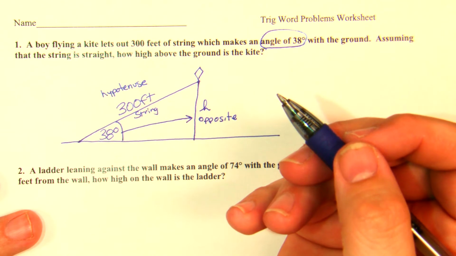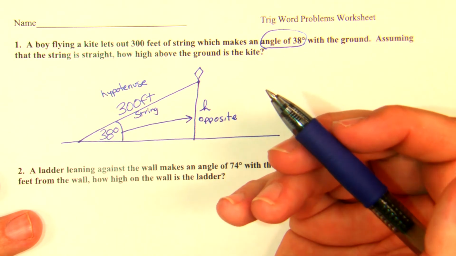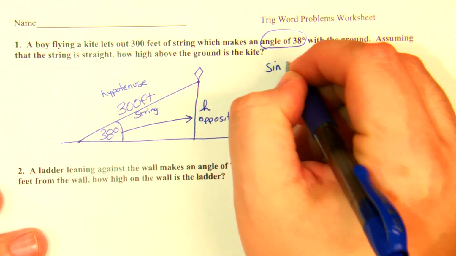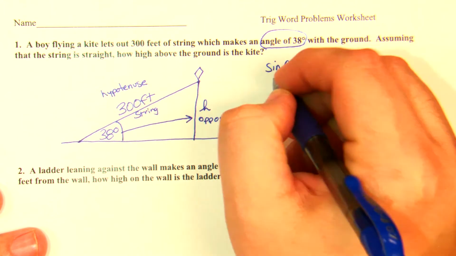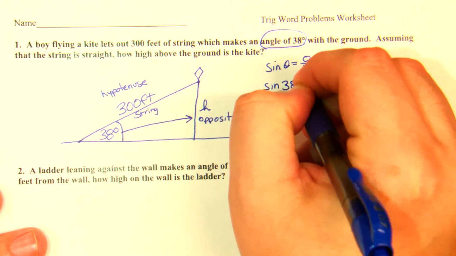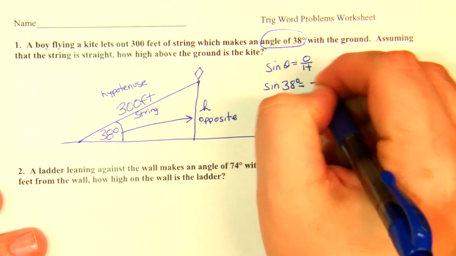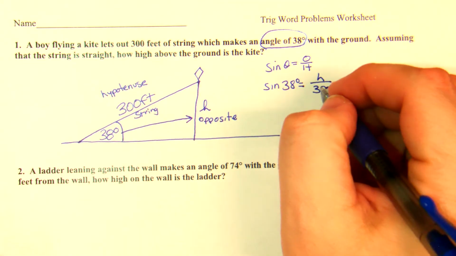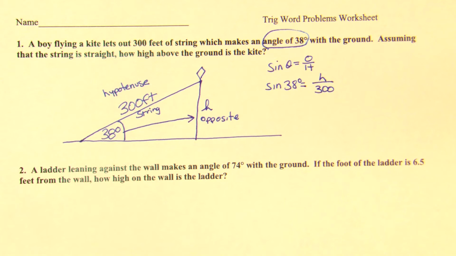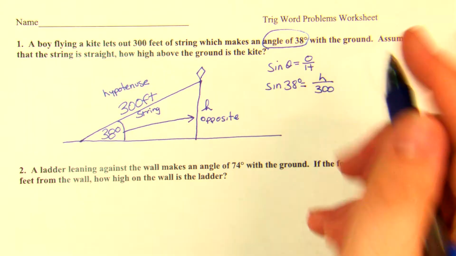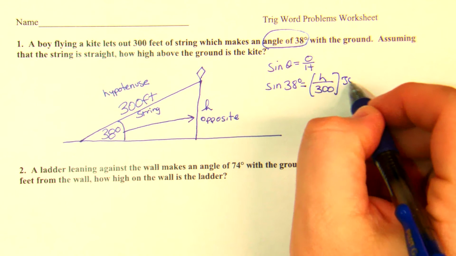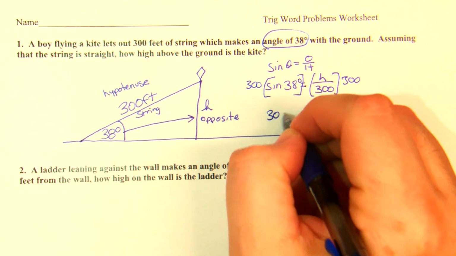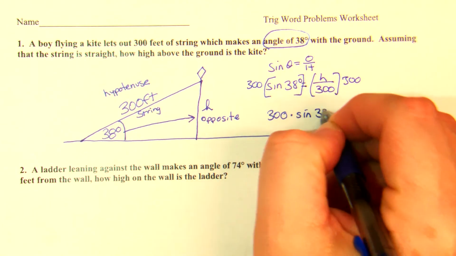Now, which one, the sine, the cosine, or tangent, has the opposite and the hypotenuse? The sine. So the sine of theta is the opposite over the hypotenuse. So the sine of 38 degrees is equal to h over 300. Multiply both sides by 300. So you get 300 times the sine of 38 degrees, which is equal to h.